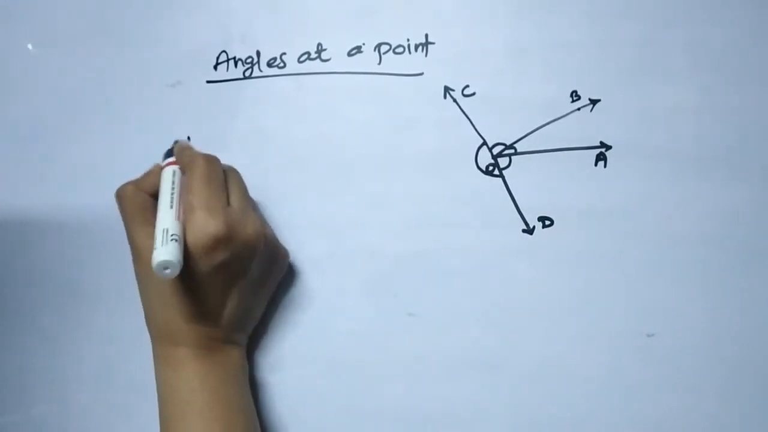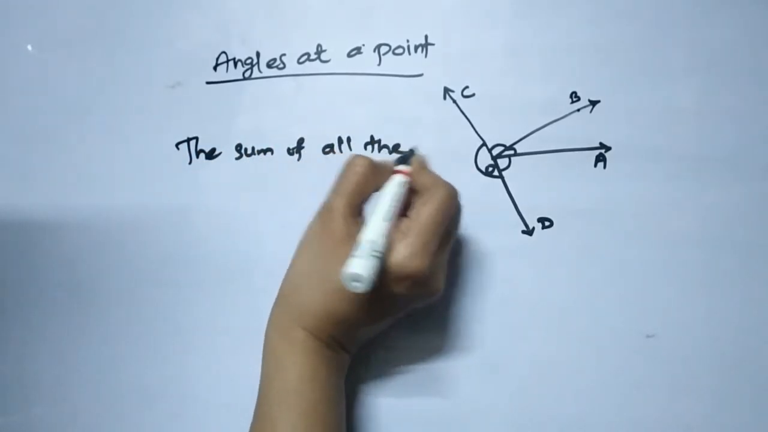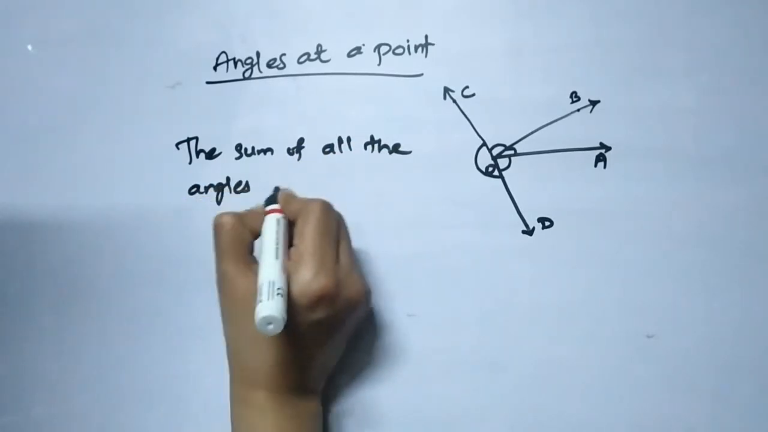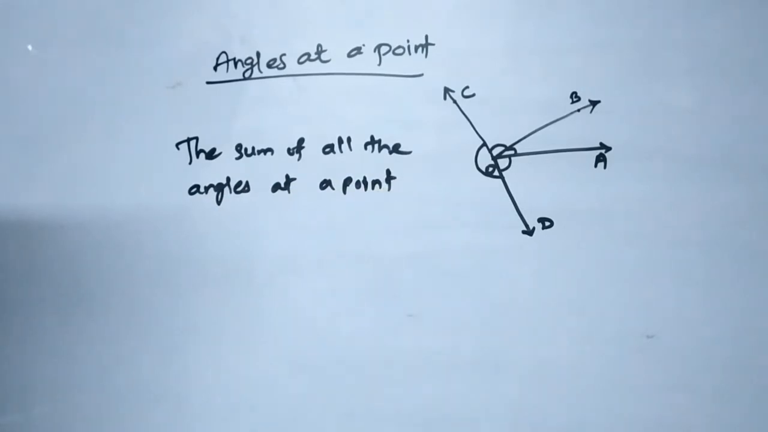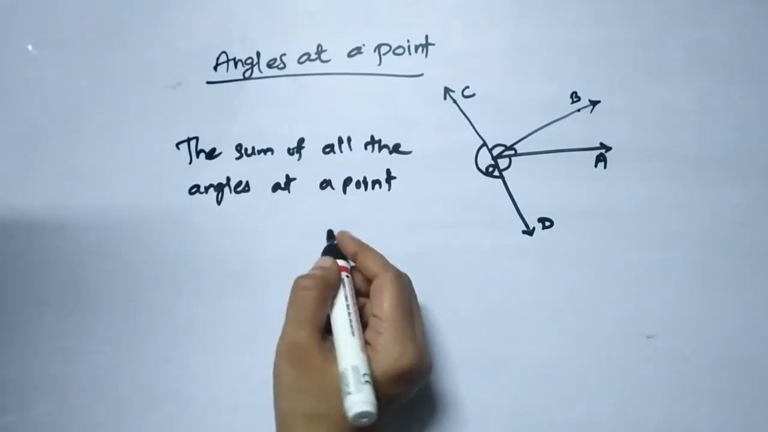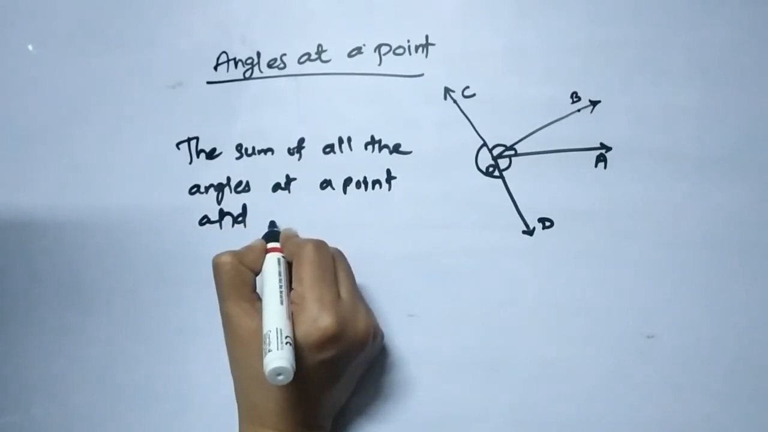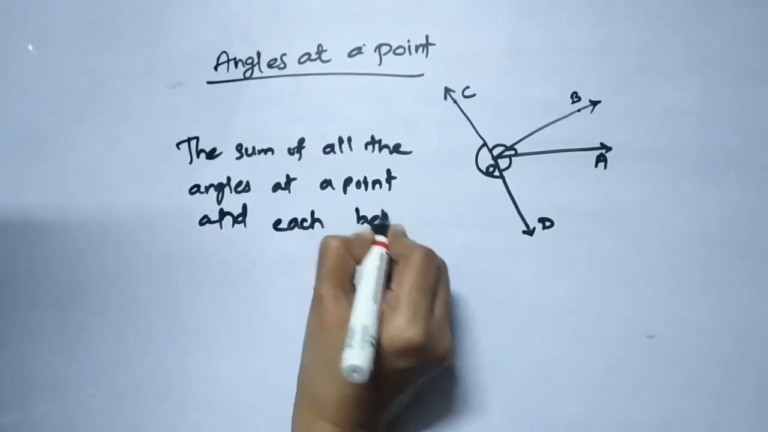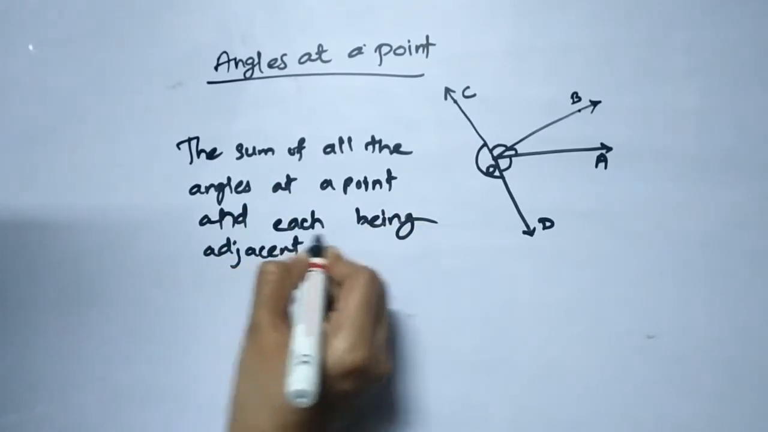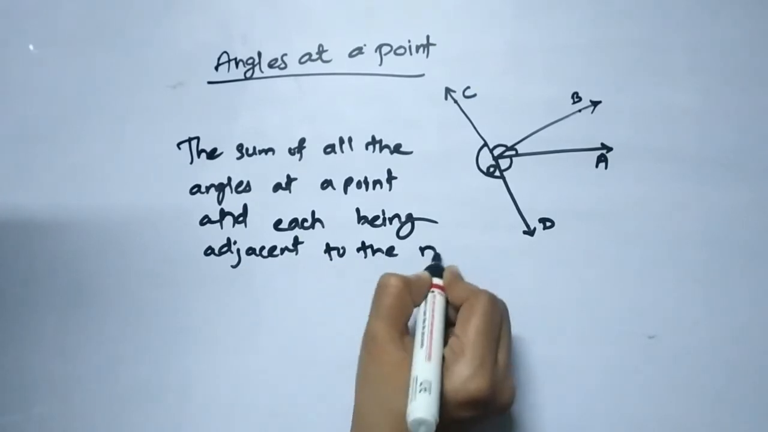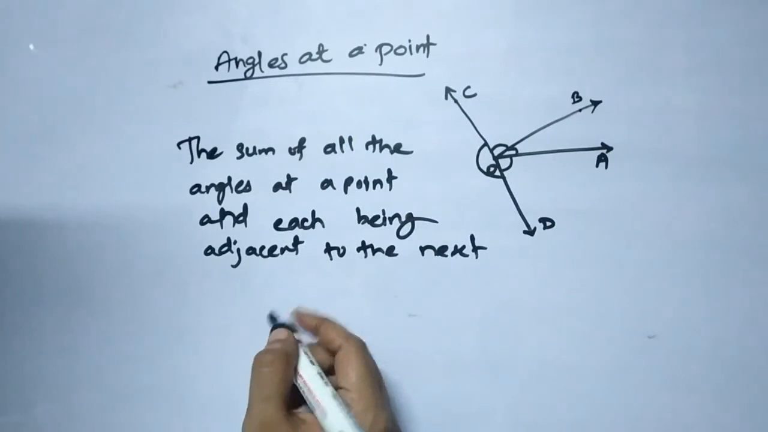So you can say the sum of all the angles at a point, each being adjacent to the next, they are all angles at one point, and their sum is 360 degrees.